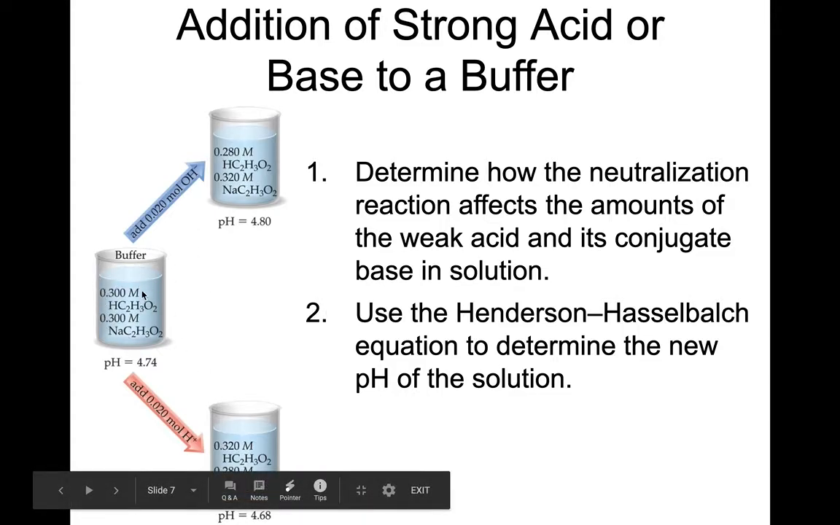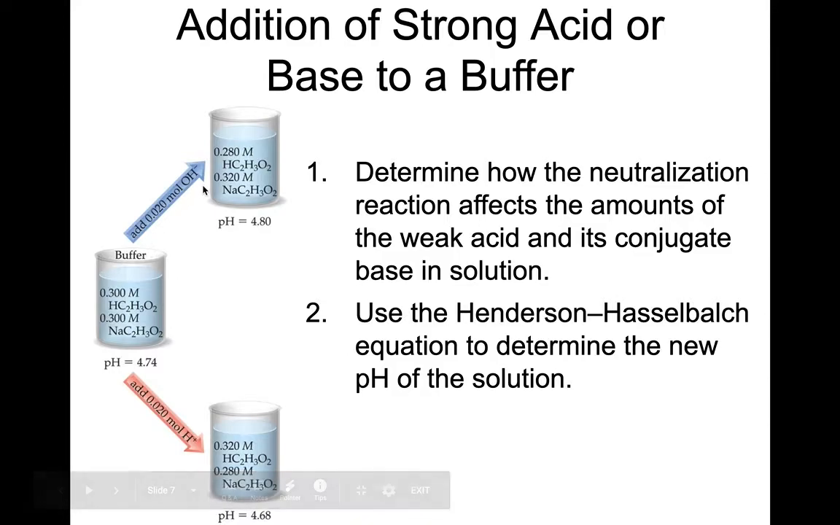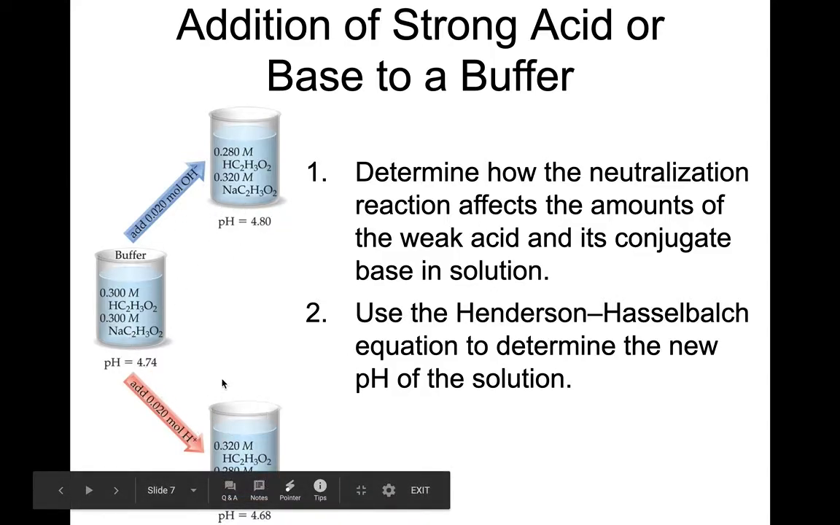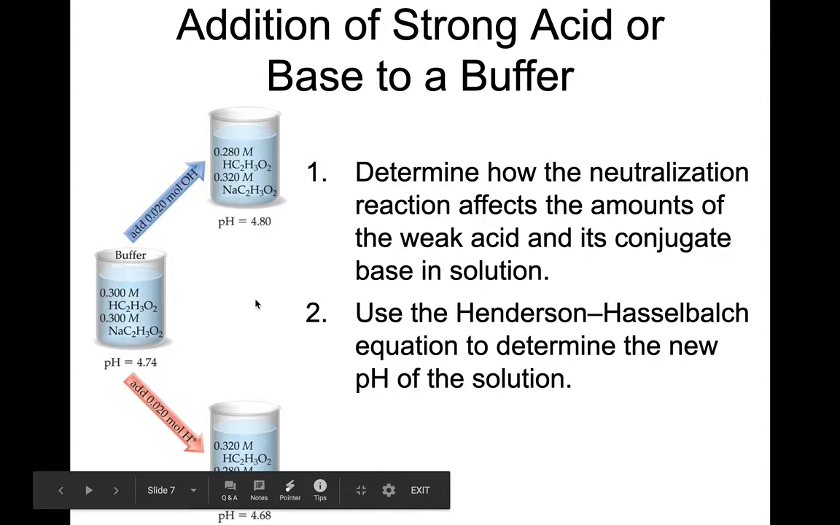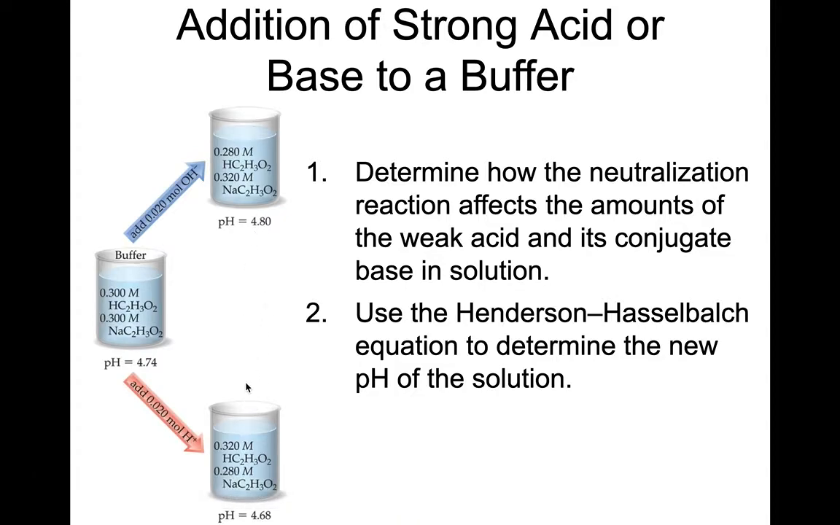If this is our buffer, we either add base to it and calculate the new pH, or we add an acid and calculate the new pH. Either way, we're doing these two steps: finding the new amounts of the weak acid and the conjugate base, and plugging those base and acid concentrations into this equation. Notice, thanks to the buffer, we see a very, very small change in pH with our acid and base additions.